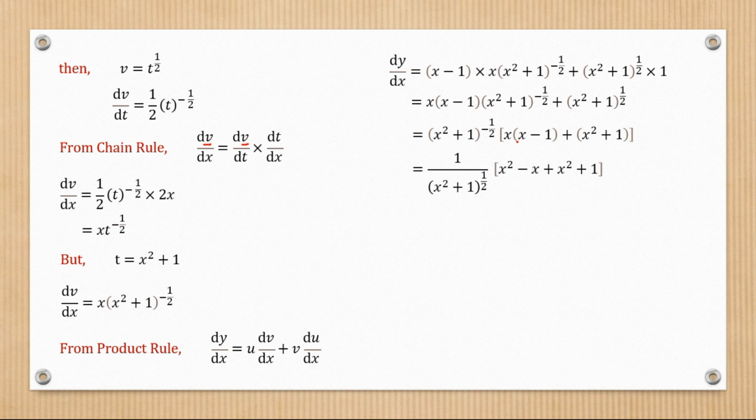Then, when we open these brackets to simplify, we have x squared minus x plus x squared plus 1. We can see that these two x squared values add, so we have 2x squared minus x plus 1. So this eventually shows us that dy/dx is equal to (2x squared minus x plus 1) over the root of (x squared plus 1), and this is the answer they wanted.